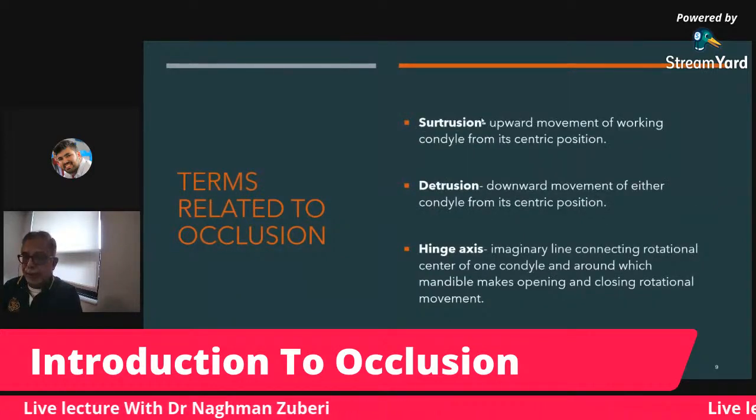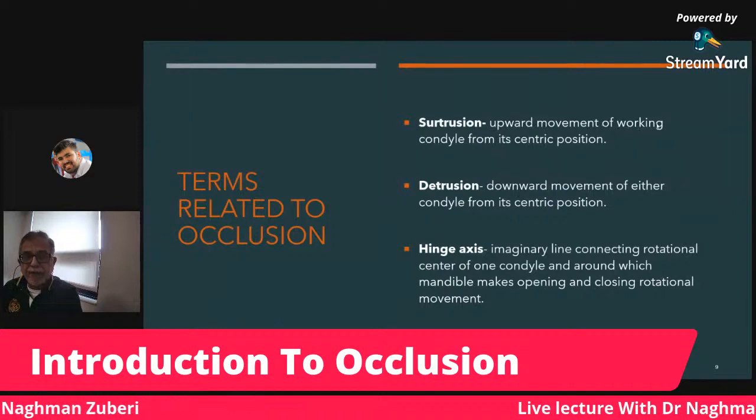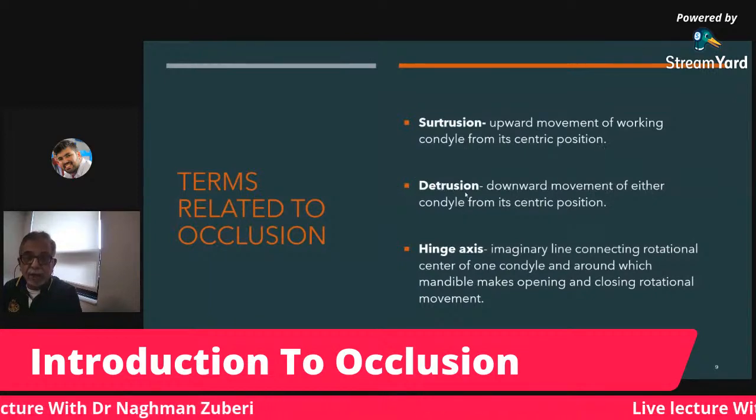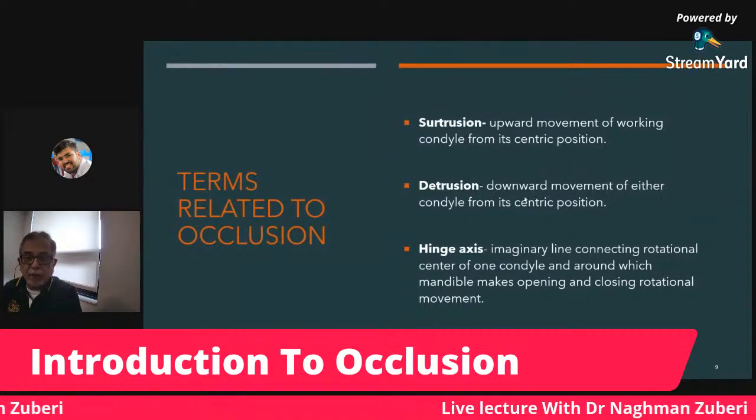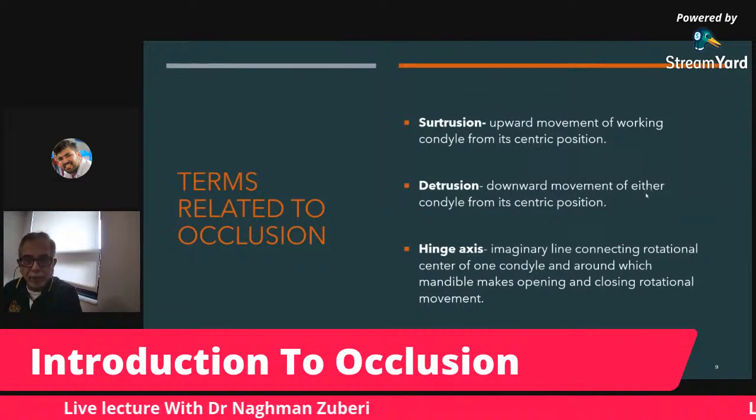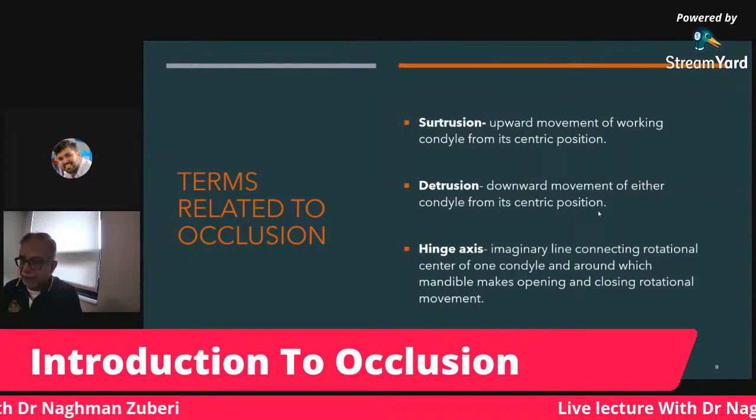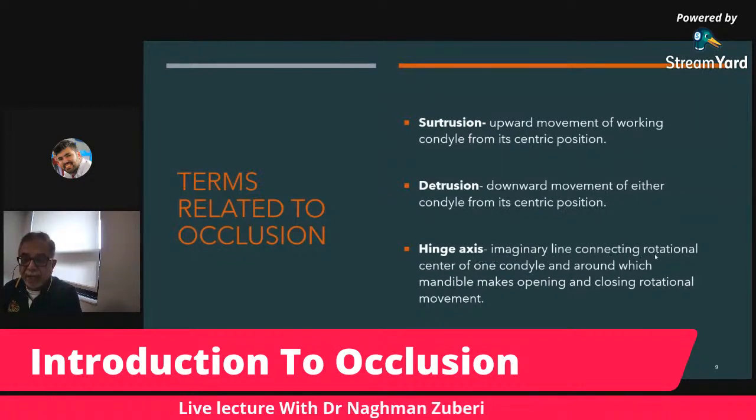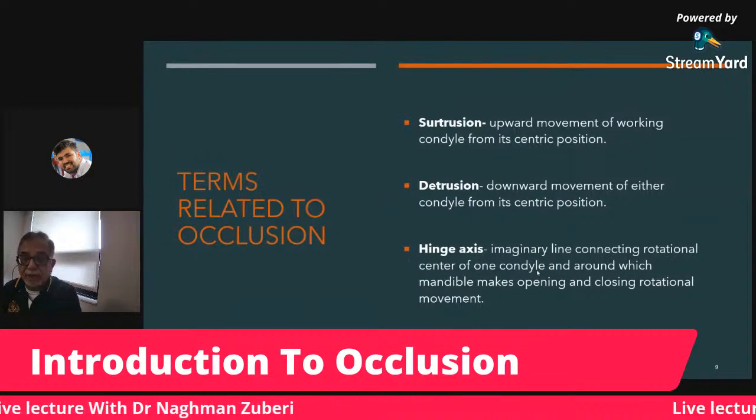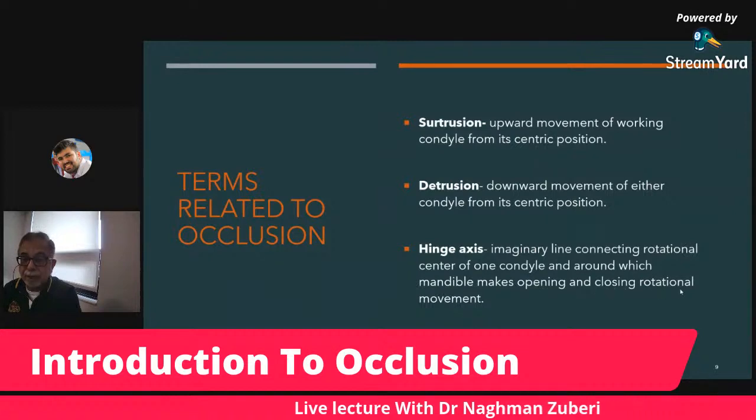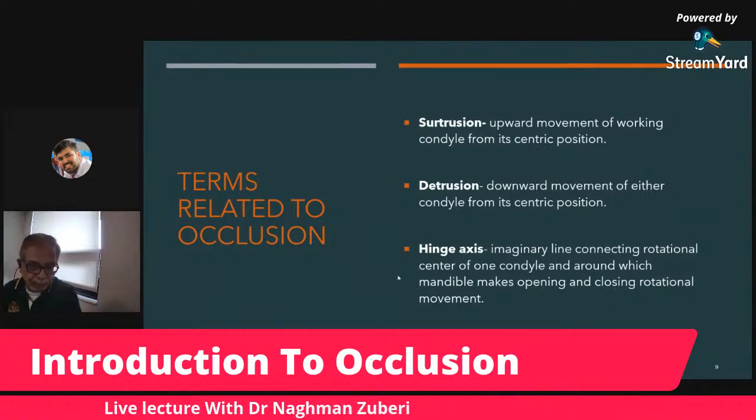Now, surtrusion is the upward movement of only the working condyle from its centric position. And detrusion is the downward movement of either of the condyles, no matter whether it is the working or non-working condyle, from its centric position. Hinge axis is the imaginary line connecting the rotational centers of the condyles, around which the mandible makes opening and closing rotational movement.